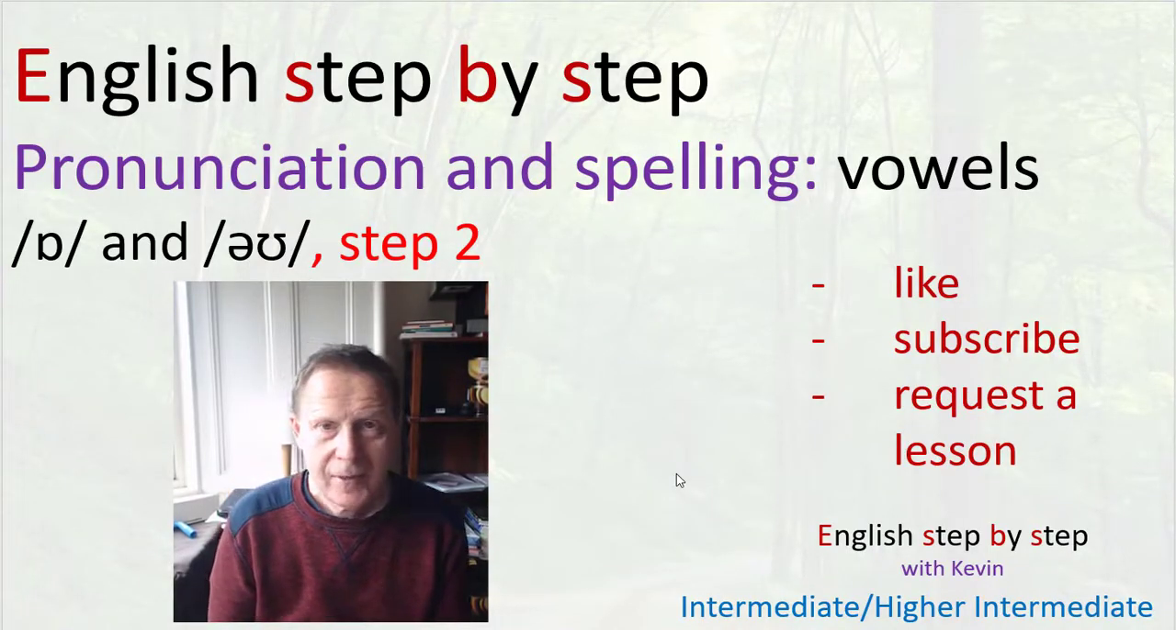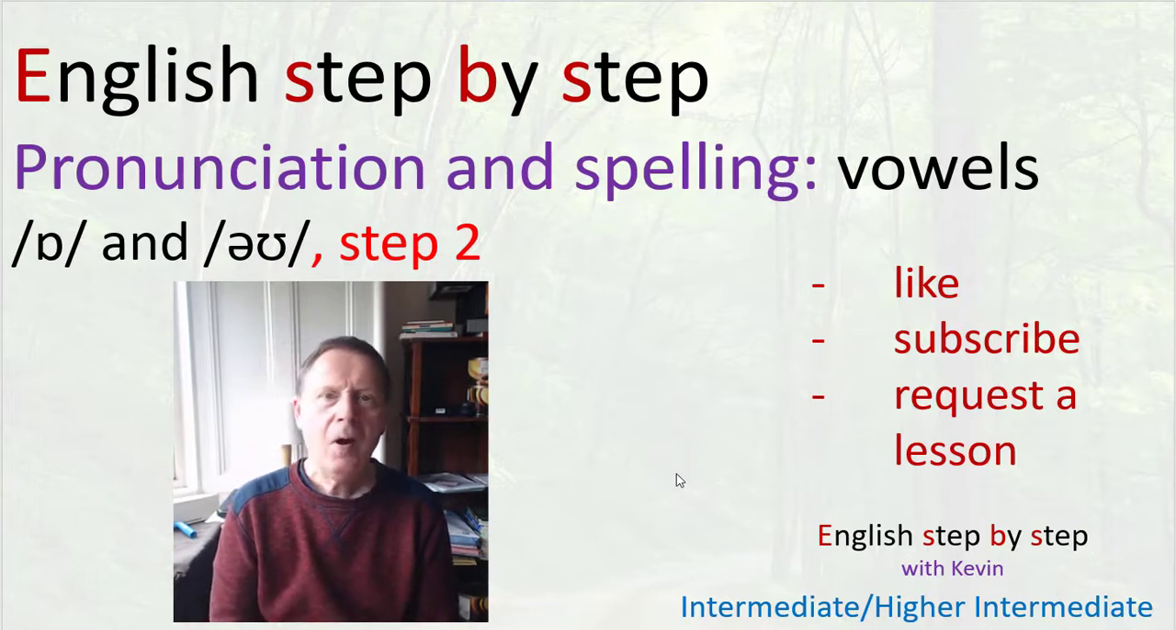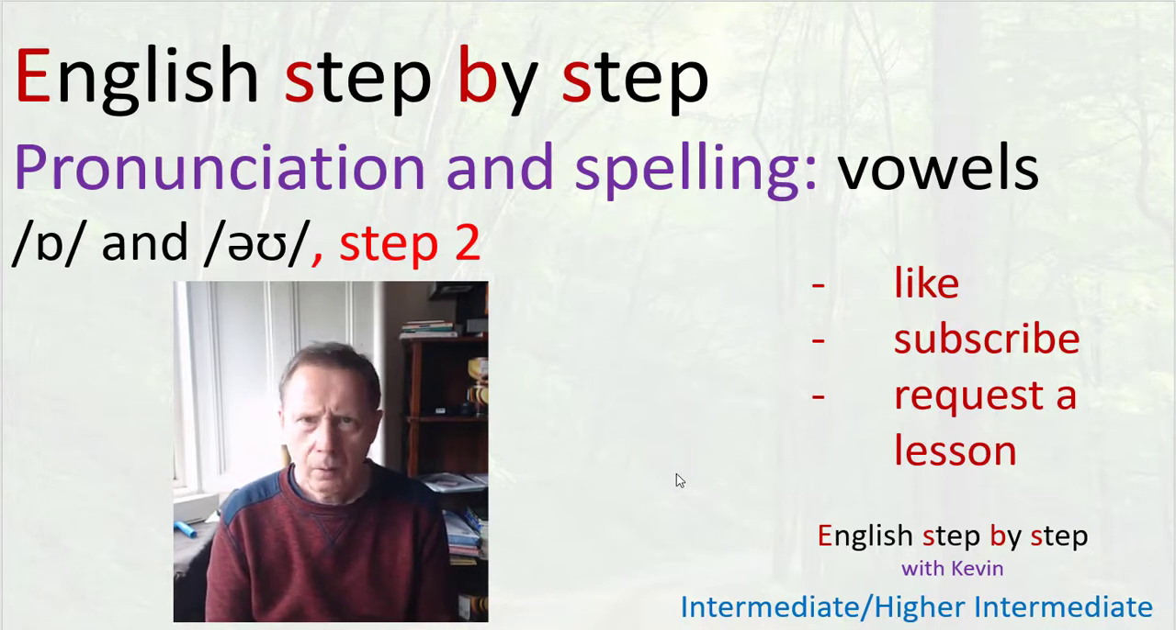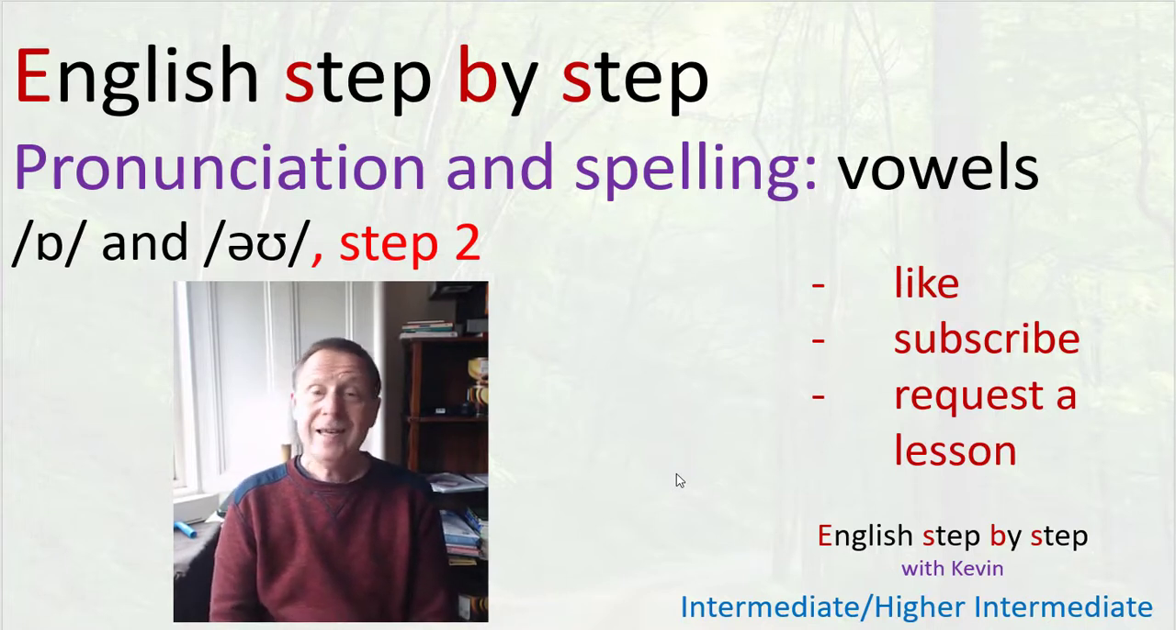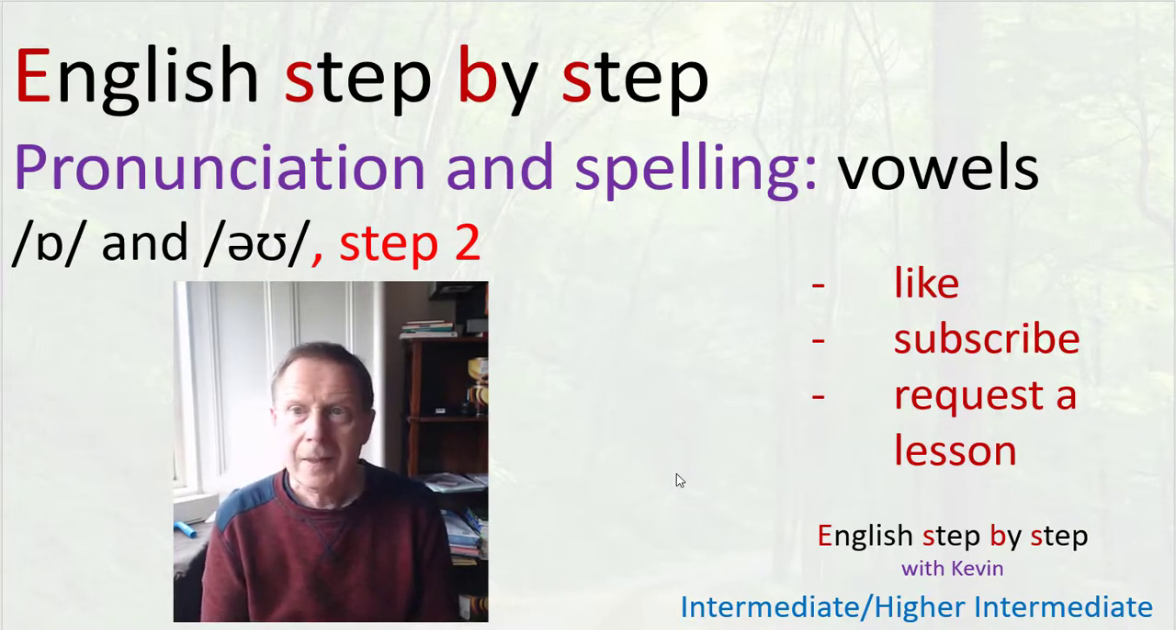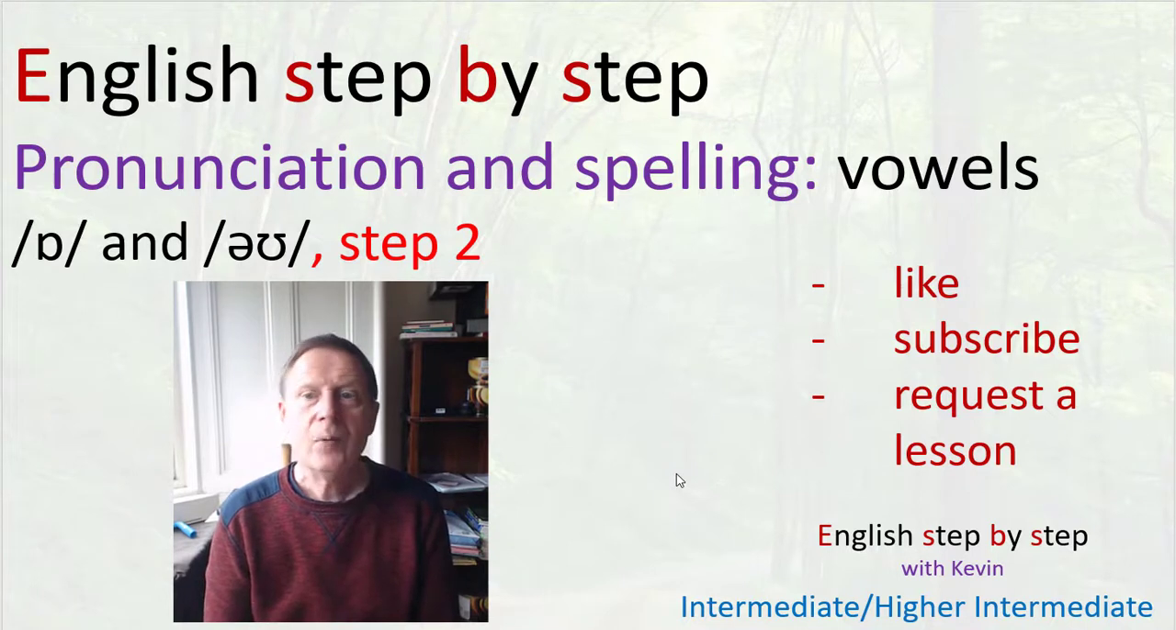So that brings us to the end of this step 2 video on these sounds O and O. This is one of a series of videos in which I talk about all of the vowels that you can find in British English with the spelling and the phonemes.